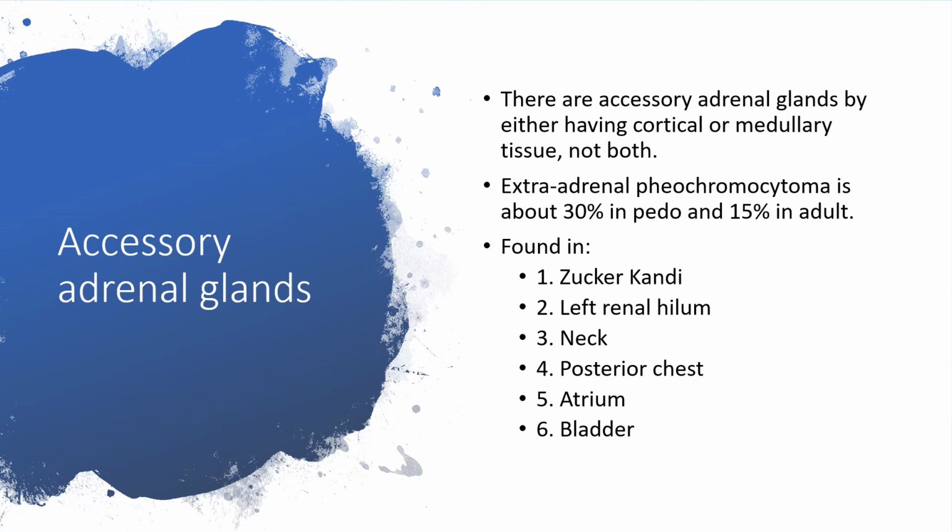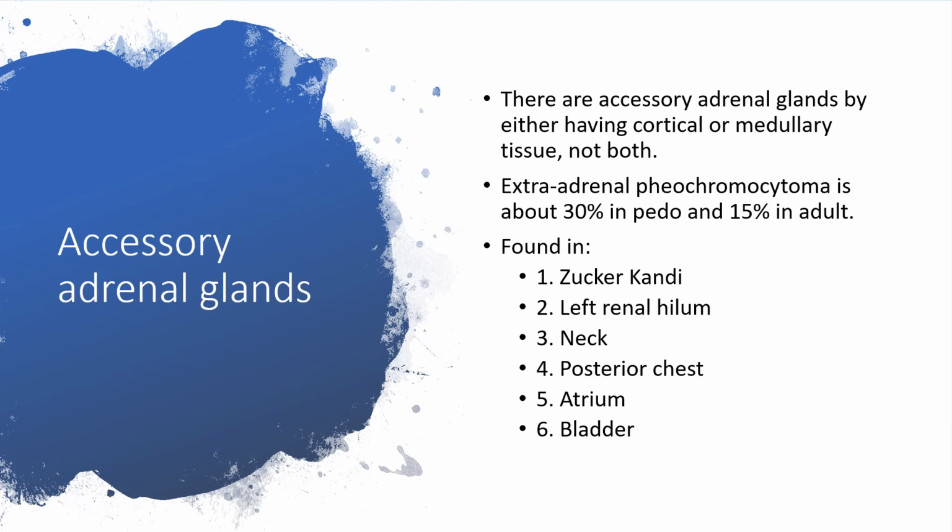Accessory adrenal glands. There are accessory adrenal glands having either cortical or medullary tissue, but you will not see both in accessory adrenal glands. So if you are finding an accessory adrenal gland in any part of the body, it's either that particular gland will have the cortical part or the medullary part, never both. Once you have both, then you are dealing with the adrenal gland itself, not accessory.